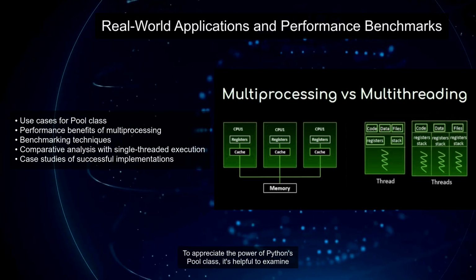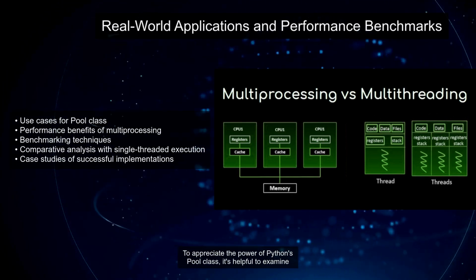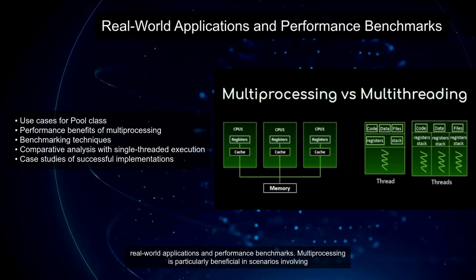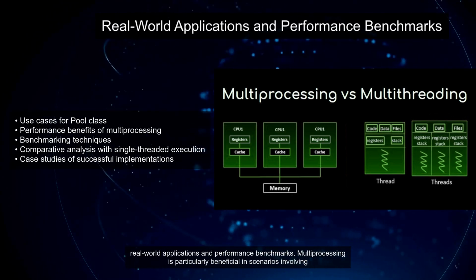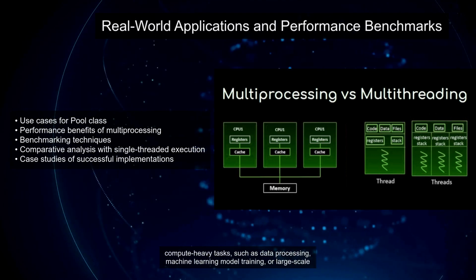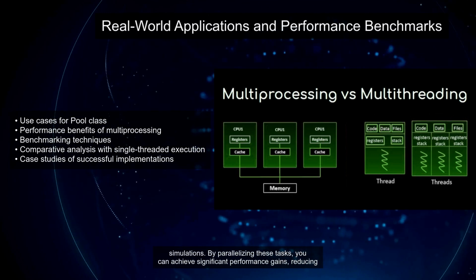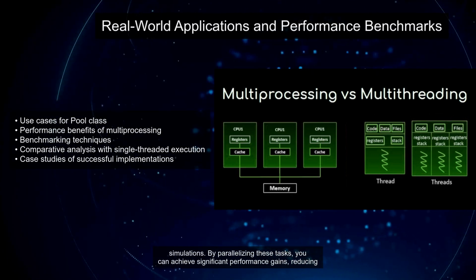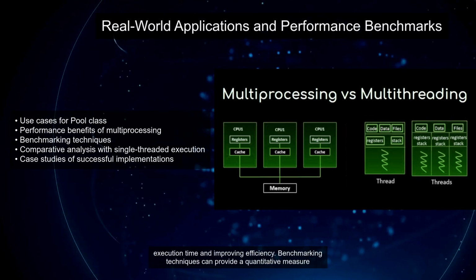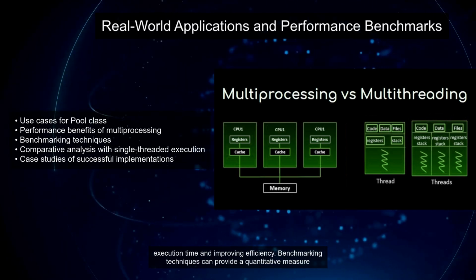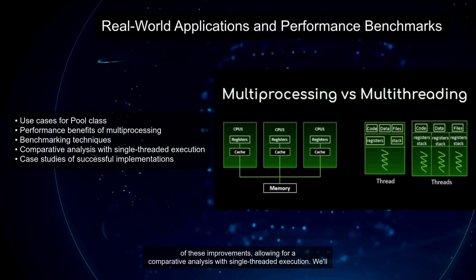To appreciate the power of Python's pool class, it's helpful to examine real-world applications and performance benchmarks. Multiprocessing is particularly beneficial in scenarios involving compute-heavy tasks, such as data processing, machine learning model training, or large-scale simulations. By parallelizing these tasks, you can achieve significant performance gains, reducing execution time and improving efficiency.